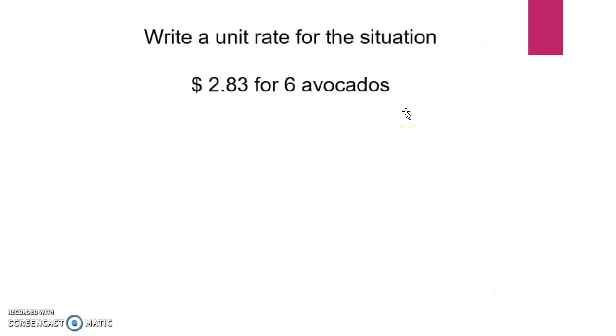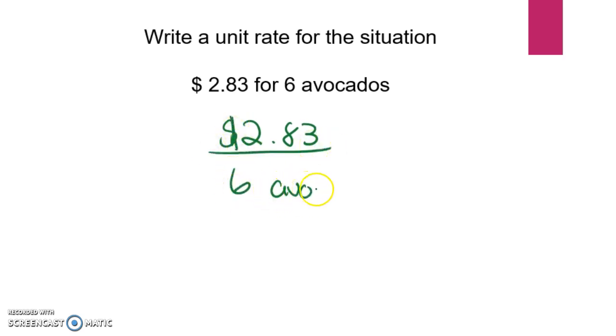All right, let's move down here to number 10. Write a unit rate. Remember, a unit rate, so we just start with a regular rate. So $2.83 for 6 avocados. That's just a regular rate, right? Because we have our labels. But if we want a unit rate, we don't want this bottom to be 6 anymore. We want this bottom to end up to be 1. So the only way to do that is to divide this by 6, because 6 divided by 6 gets 1, and then whatever we do to the bottom, we have to do the top also.